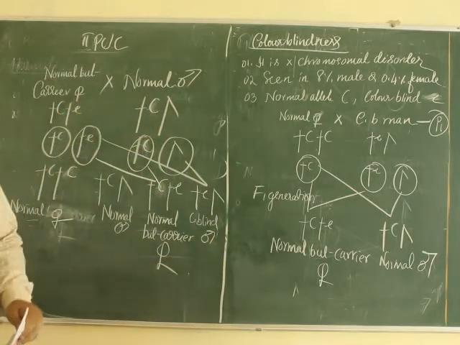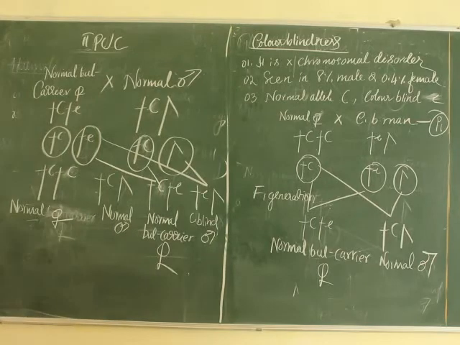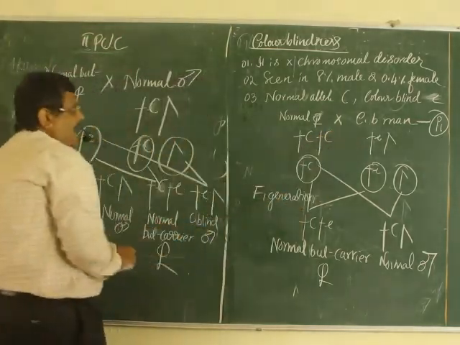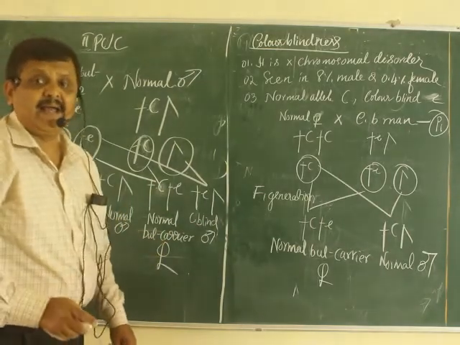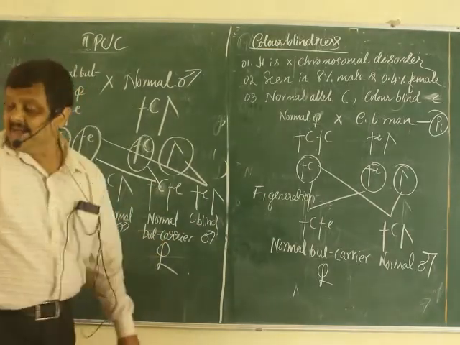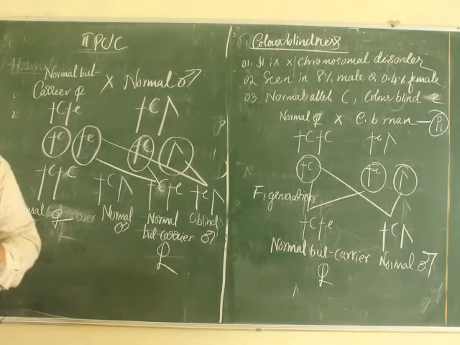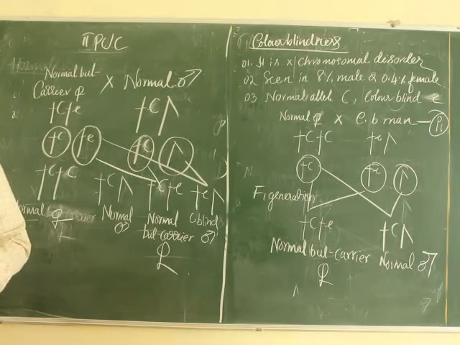So dear students, in this the disease has been transferred from grandfather to grandchild in a crisscross manner, like hemophilia. Hence these diseases are called sex-linked diseases, and this type of inheritance is called crisscross or zigzag inheritance. Only a few aspects remain; I can finish them in another video. So thank you.